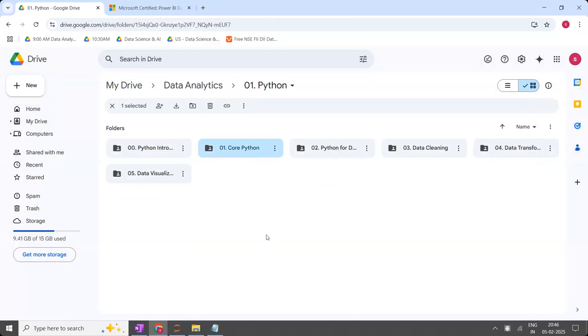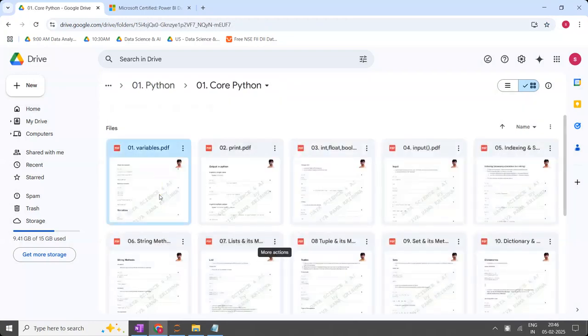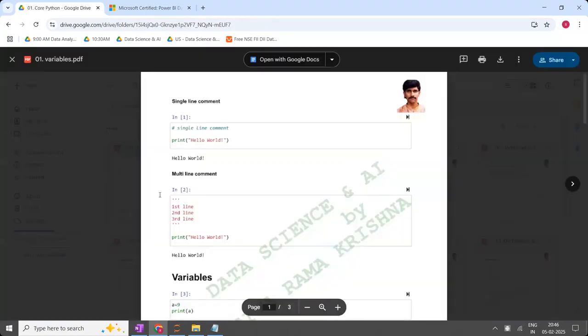I'm going to share the Python codes also. The codes will be shared only in PDF format. The codes will not be shared as a normal coding format. It will be shared only in PDF format. That too, that PDF will not have the copy paste option. 100% you have to type.